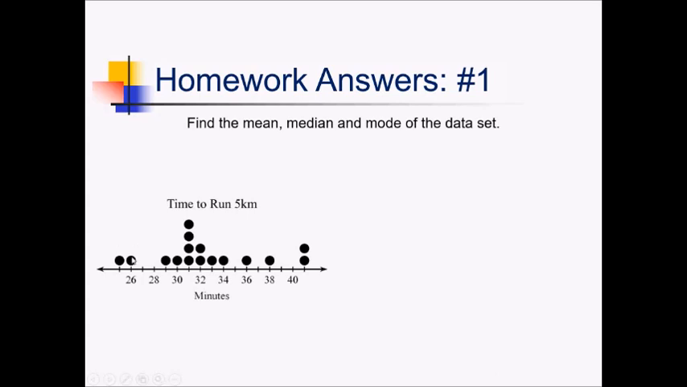So let's see, we've got 2, 4, there's another 4, so that's 8. There's another 8 for giving me 12, 16 altogether. So our mean is going to be something divided by 16.